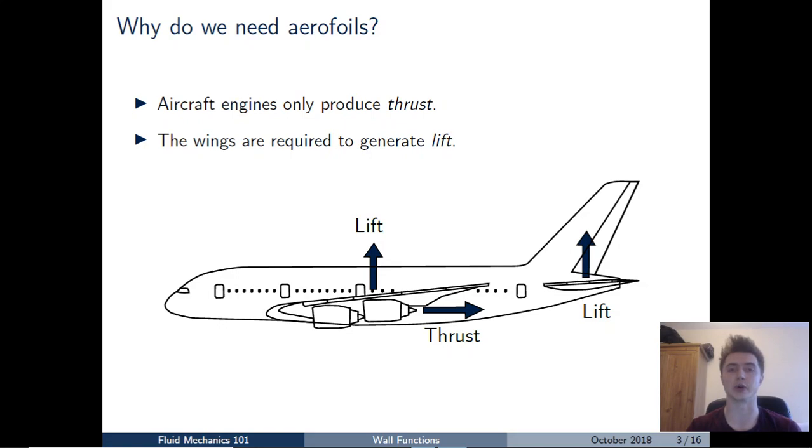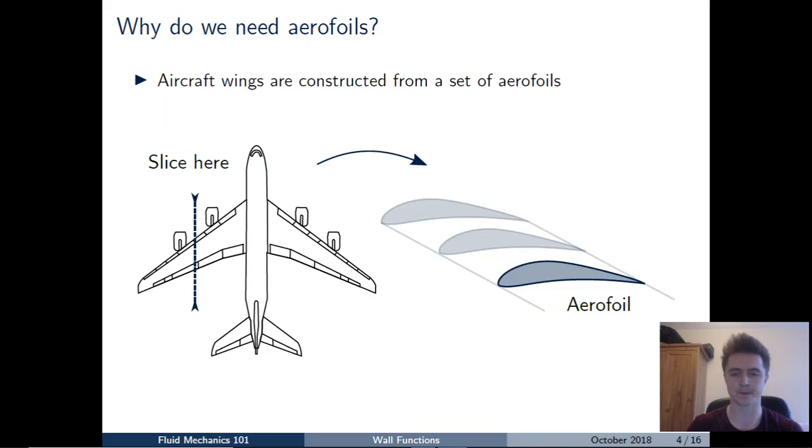So to start out, when we think about an aircraft, the most important thing to remember is that the engines only produce thrust. So the engines move the plane forward, and actually it's the wings that generate all the lift that get the plane into the air. So it's the wings and the aerofoils within the wings we're going to focus on today.